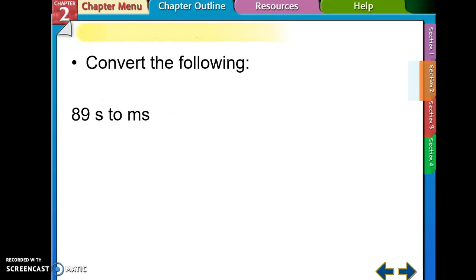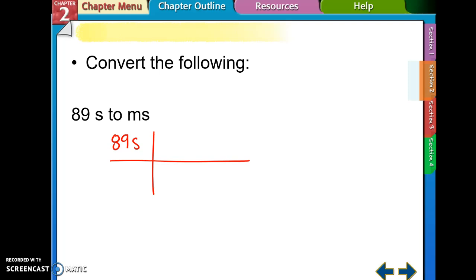So right here it says convert the following: 89 seconds to milliseconds. That's what the little m means. S means seconds. So what I'm going to start by doing is step 1, write what I have. 89 seconds. Then I'm going to draw the T. And it looks like this.